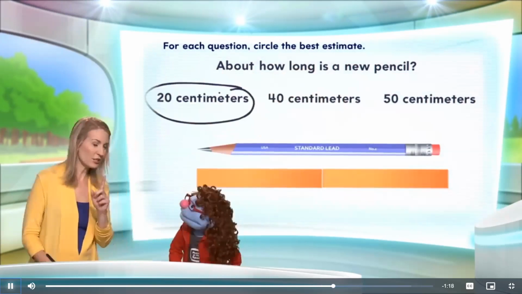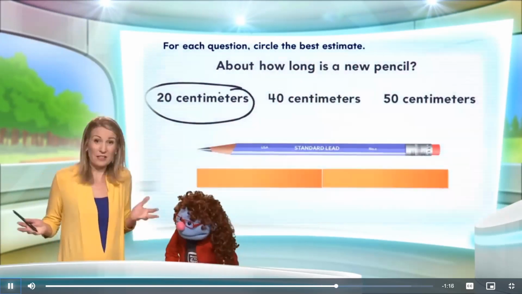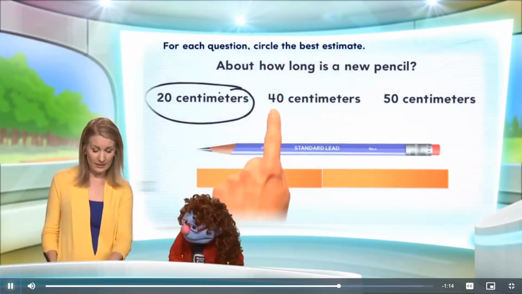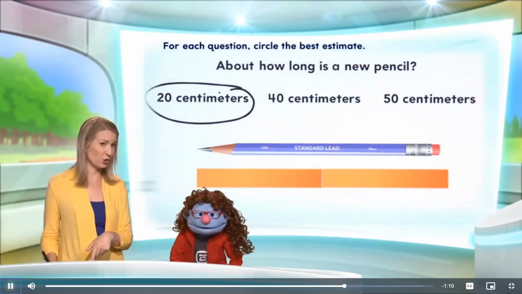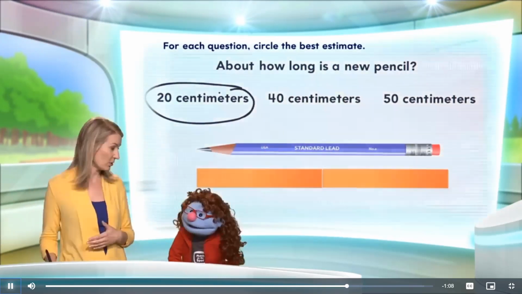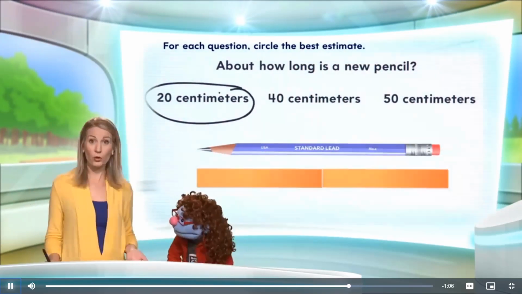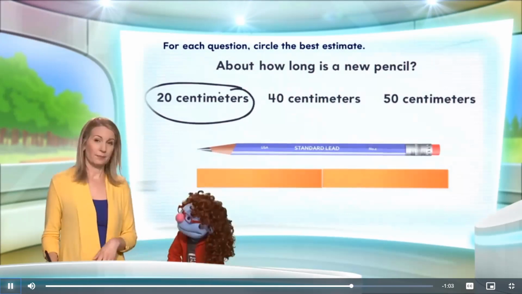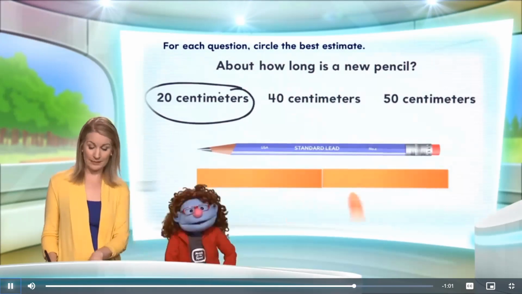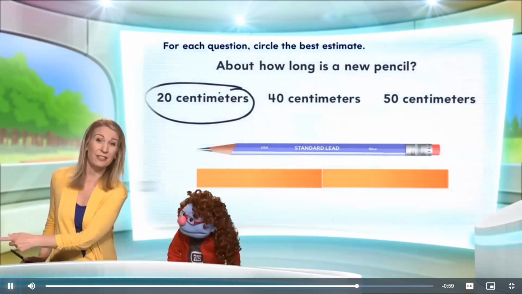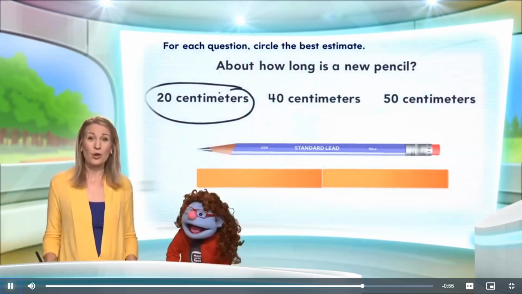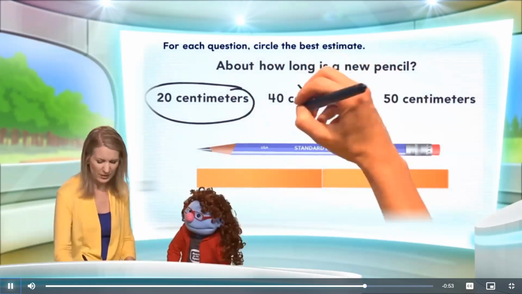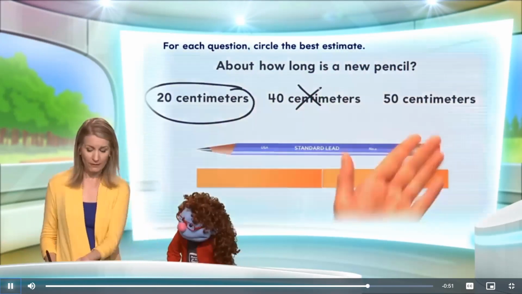But let's just double check because the other options might be closer. It says 40 centimeters. Now, how many paper strips would I have to put down to show 40 centimeters? Well, that would be 4. That'd be a long pencil. That's right, 10 plus 10 plus another 10 plus another 10 would be 40 centimeters. That's too long, so we can just cross that out.